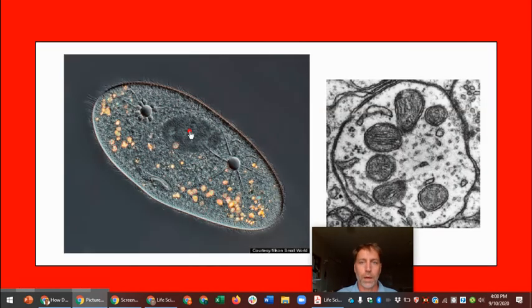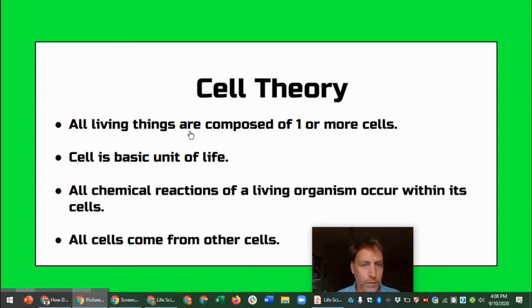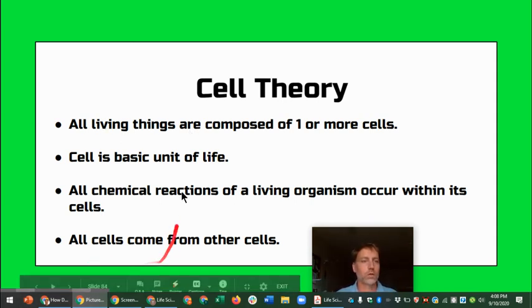So what we're going to talk about next time is what makes up the cell. That's going to be it, just a short lesson for this time on cell theory. The main thing I want you to grasp and understand are these 4 points about cell theory.